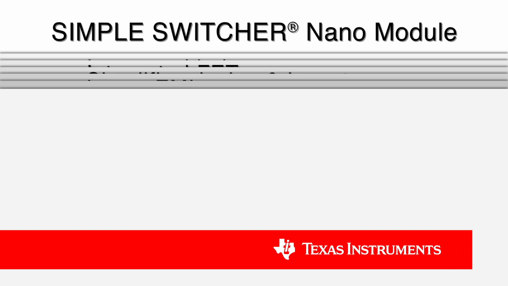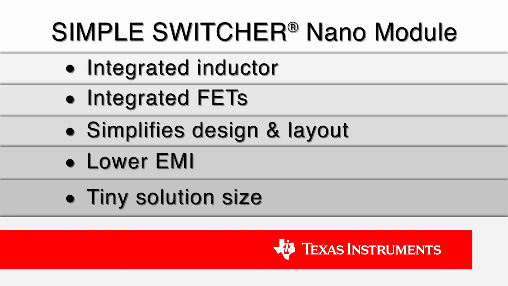But in the case of the easy-to-use simple switcher nano module, the inductor is integrated, as are both the high side and low side FETs. This greatly simplifies design and layout and helps to reduce noise, all with a tiny compact solution size similar to that of an LDO. Now let me show you two example applications where you might choose between an LDO and a switching regulator. In these examples, the answer historically would always be an LDO, but with the nano module, that answer may now be different.